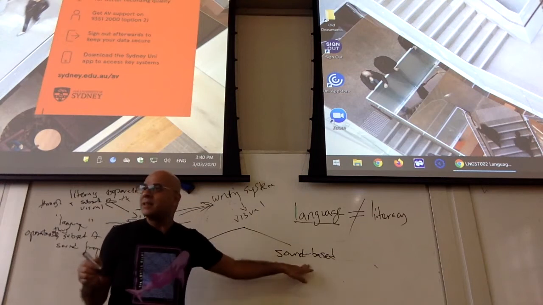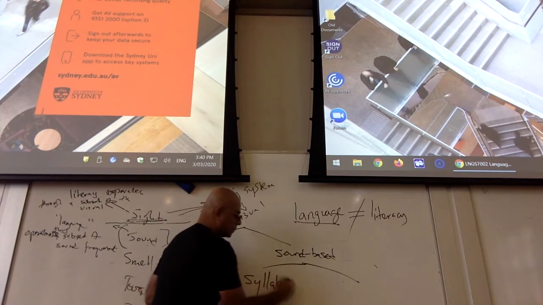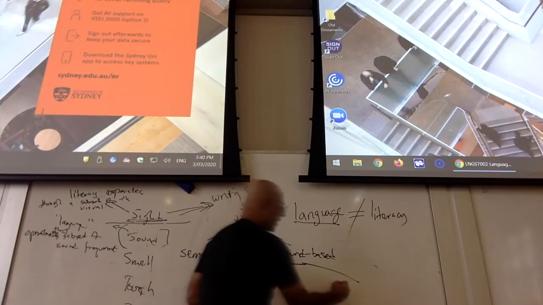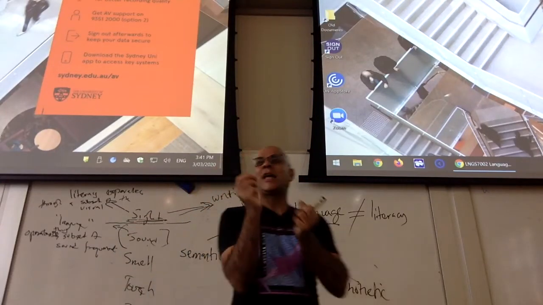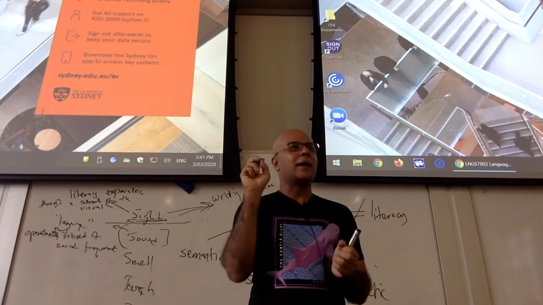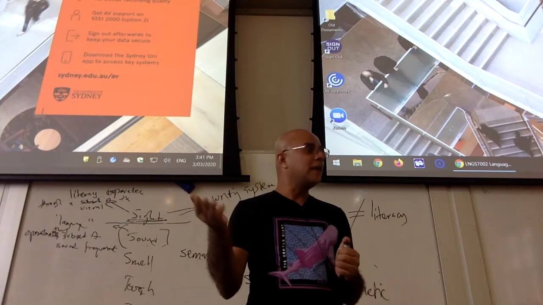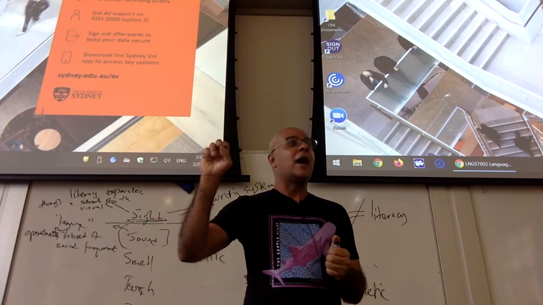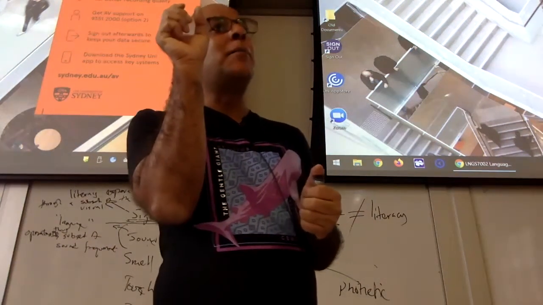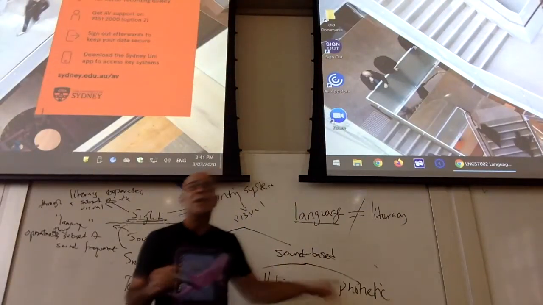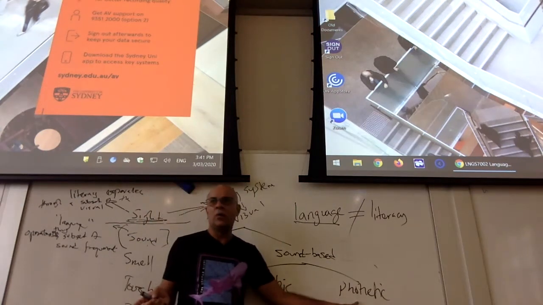Now, sound-based scripts can be of two different types. They can be syllabic or they can be phonetic. Syllabic scripts means the whole syllable is captured by one character. For example, what is the Japanese script? Hiragana? What are the other Japanese scripts? Katakana, Hiragana, they are syllabic. The Cherokee language script in North America is also a syllabic script. The whole syllable is captured by one character. As opposed to phonetic, where there is one sound, one character. This is one syllable, one character. This is one sound, one character.